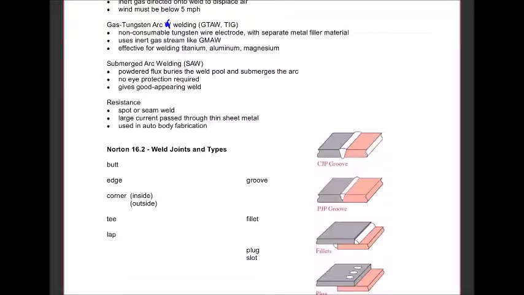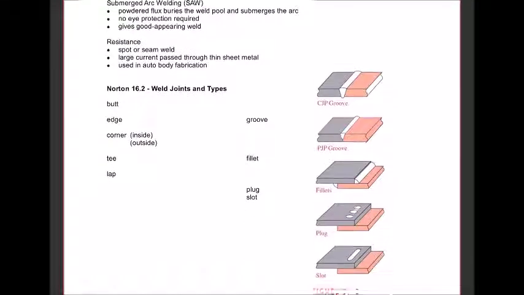In auto body assembly, it's often spot or seam welds. These are resistance welds where you pass a large current through a thin sheet of metal, and the resistance of the metal causes the current to be turned into heat, and you get welding that way.